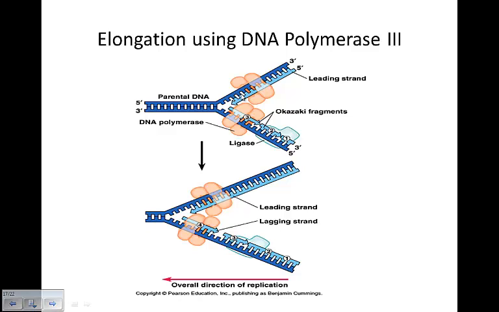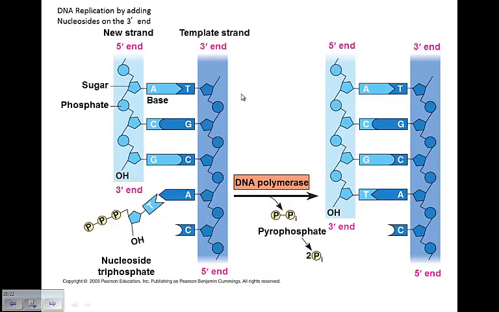Now, the two sides of the double helix are said to be anti-parallel to each other. This means that the information runs in different directions. It's always read from the 5 prime to the 3 prime end. Okay, so it's always read in this direction.